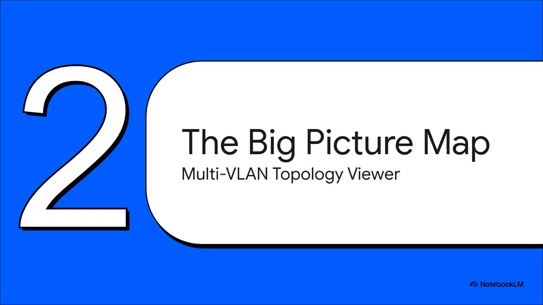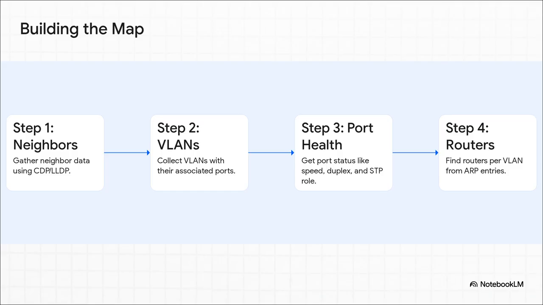All right, let's start with that big picture map, the Multi-VLAN Topology Viewer. So what's its job? Simple. It's designed to give you that high-level, kind of satellite view of one device and everything immediately connected to it. The big question is, how does it actually build that map? Well, think of it like a super smart detective. First, it goes out and gathers intel on the neighbors using protocols you probably know, like CDP and LLDP, just to see who it's directly talking to.